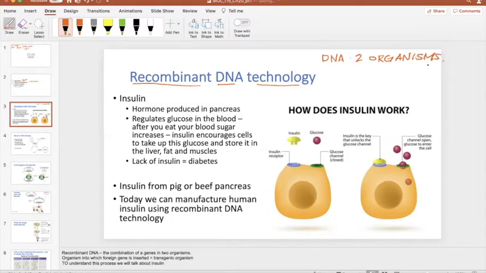So we're going to be taking DNA from humans, and in this case, what I'm about to describe to you today, we're going to insert some human DNA into bacteria. That's going to make the bacteria something called a transgenic organism. And a transgenic organism is an organism that has DNA from 2 or more species.